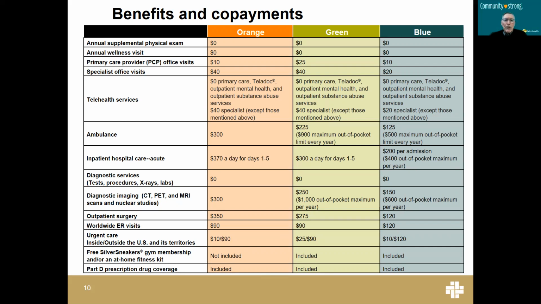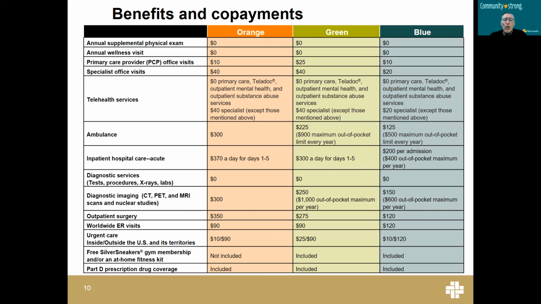Next, we see the ambulance services, $225 copayment, and a maximum 4 times per year would you pay for ambulance transportation. Next is the inpatient hospitalization charge. This is a $300 per day charge, so your maximum hospital cost will be $1,500 on the green plan. As mentioned, the outpatient lab tests and x-rays are going to be at no charge. The diagnostic imaging is a little less than the orange plan at $250, and a maximum of 4 times per year would you pay for those particular services.